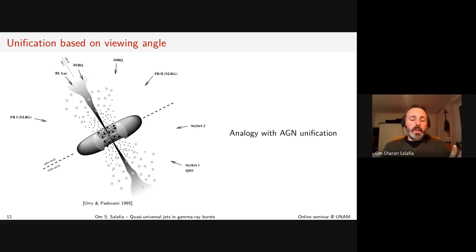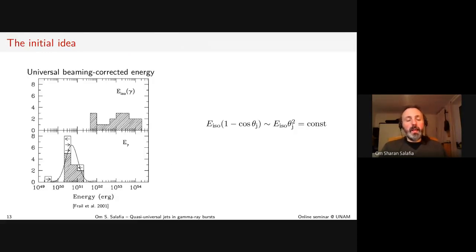So in this case, this proposal of the viewing angle as a way to unify these sources was very successful and very powerful, and allowed us to narrow down the required range of parameters and of conditions that take place in these sources. The first time this kind of idea emerged for GRBs was in the early 2000s.